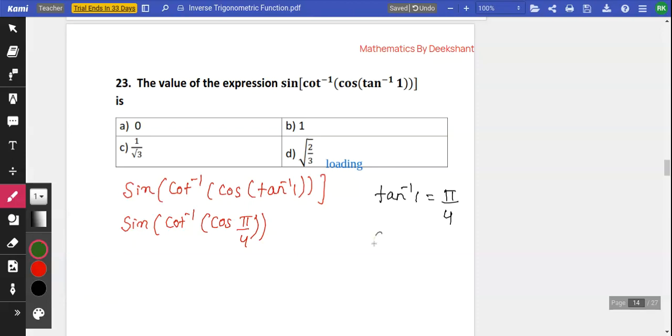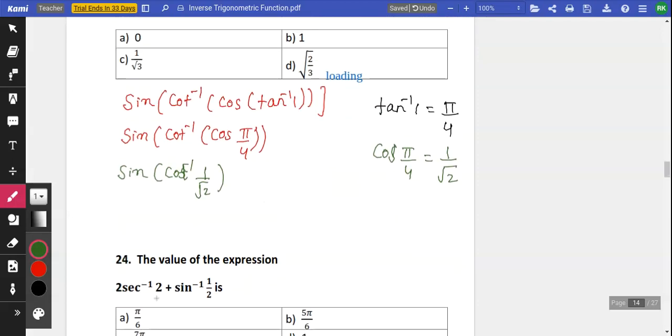Cos pi by 4 value is 1 upon square root of 2. Sine cos inverse 1 upon square root of 2. Sorry, this is cot. Now we try to solve sine cot inverse 1 upon square root of 2.